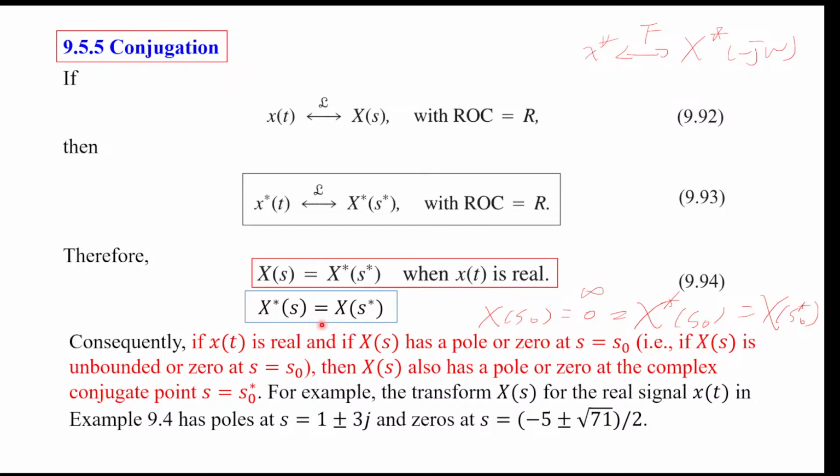And then finally we use this property and we see that X star of s0 equals X of s0 star. So with all those things strung together, we see that if X of s0 equals infinity, then X of s0 star is also equal to infinity, and if X of s0 equals zero, then X of s0 star is also equal to zero. So that's the derivation. If you have infinity or zero at some point, then you also have infinity or zero at its complex conjugate.